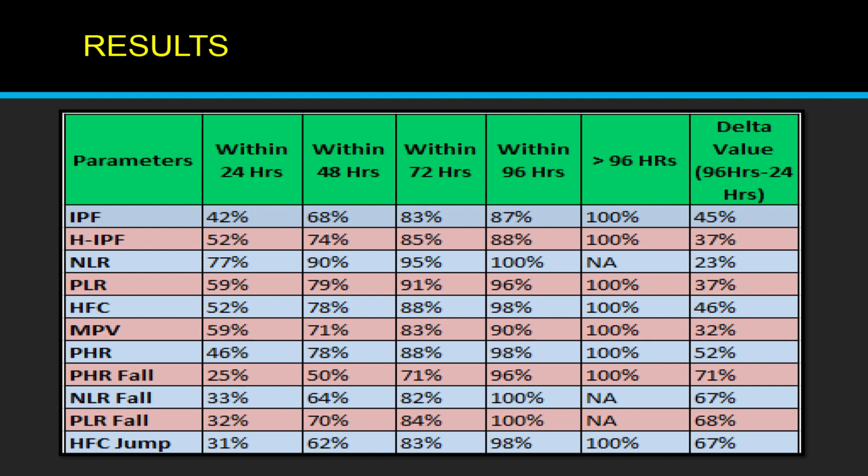So we looked at which parameter is giving us the best delta value. As you can see here, the PHR fall amongst all these parameters is giving us the best delta value of 71%. And similarly, if you look at conventional parameters, the HFC was giving the best delta value of 46%, closely followed by IPF, which was 45%.